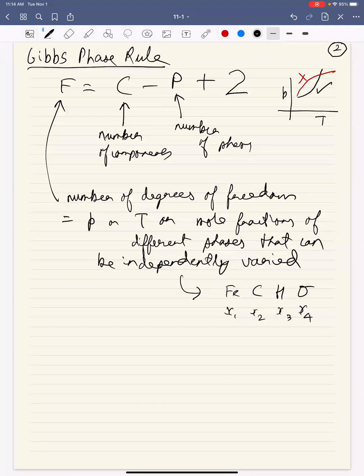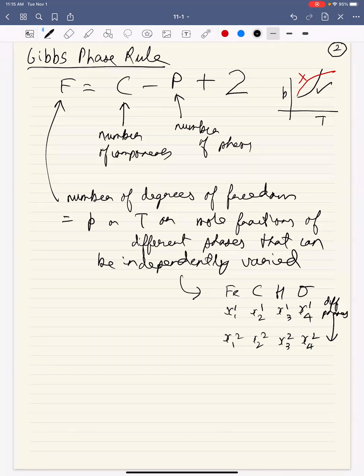But this is not the only parameter that you can vary. If you know that the system exists in 4 different phases, then you have to think about mole fraction in phase 1: X11, X21, X31, X41. Mole fraction in phase 2: X12, X22, X32, X42, and so on for the different phases. Plus pressure and temperature, these are the degrees of freedom that we can vary.